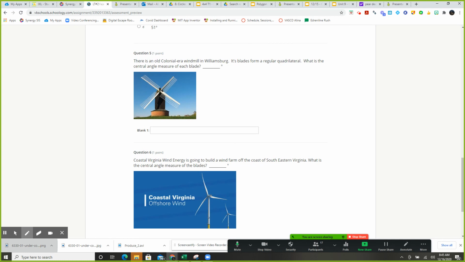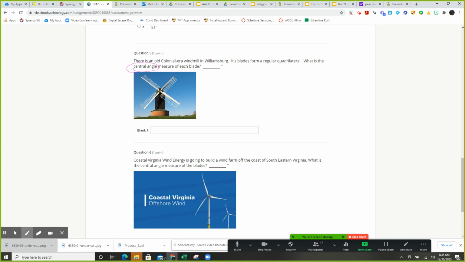So we've got a windmill in Williamsburg that has 4 blades that form a regular quadrilateral, which means all of those blades are exactly the same length. What is the central angle? So where do I find the central angle on a windmill? Is that inside at the perimeter? Is it outside the perimeter? Or is it the very heart of the shape where all the blades come together?